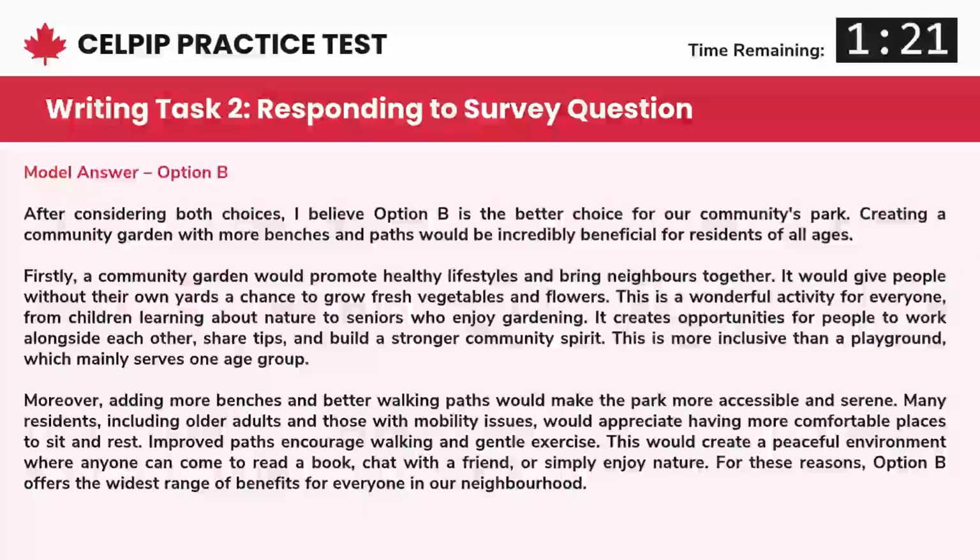Let's break down this response for option B. Feel free to pause the video if you would like to read the answer again. The writer begins by clearly stating their preference. I believe option B is the better choice. The response then gives two clear reasons. The first is that a garden would promote healthy lifestyles and bring neighbors together. The second is that more benches and paths would make the park more accessible and serene for people like older adults. This shows a full understanding of the task.